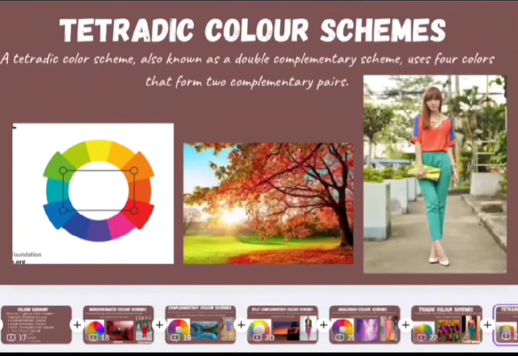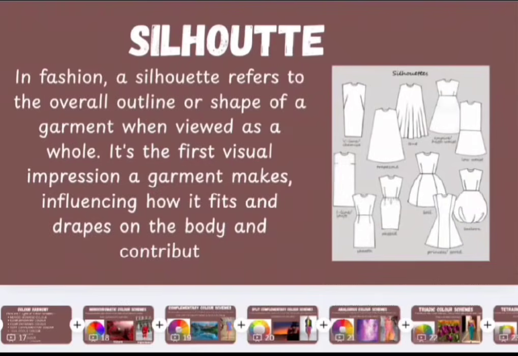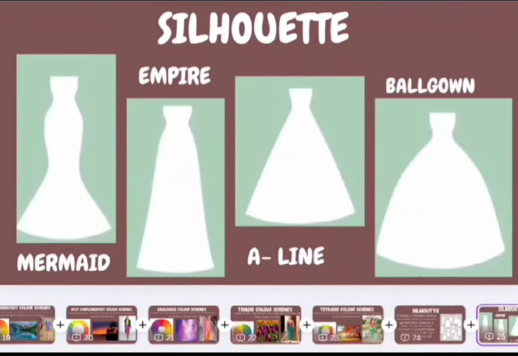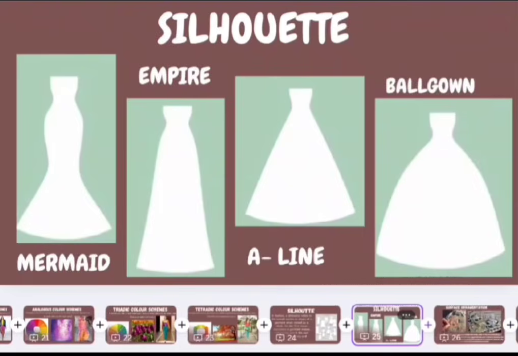A tetradic color scheme, also known as the double complementary scheme, uses 4 colors that form 2 complementary pairs. Now we come to the silhouette. In fashion, a silhouette refers to the overall outline or shape of a garment when viewed as a whole. Here are 4 types of silhouette: mermaid silhouette, empire silhouette, A-line silhouette, and ball gown silhouette.